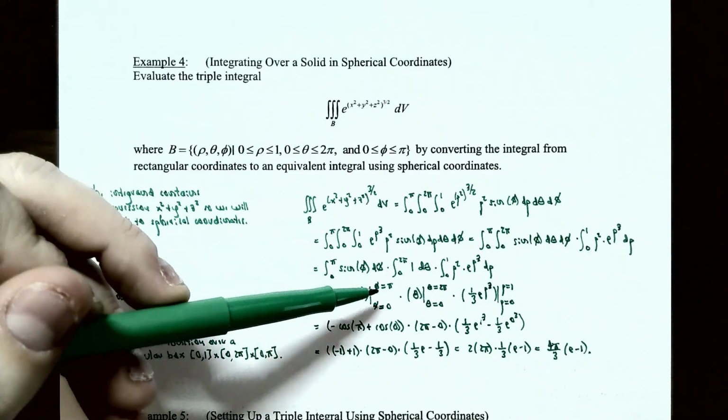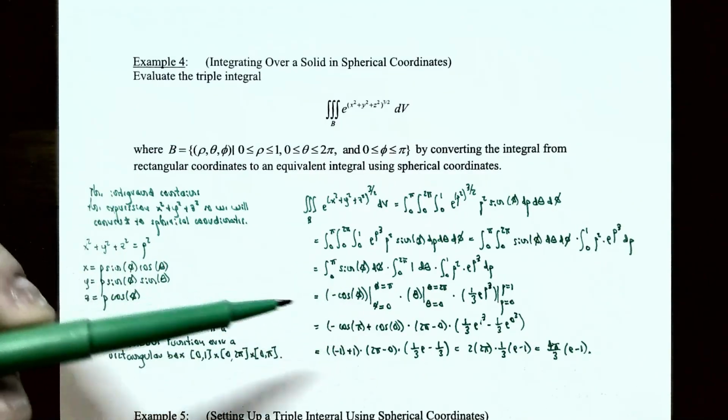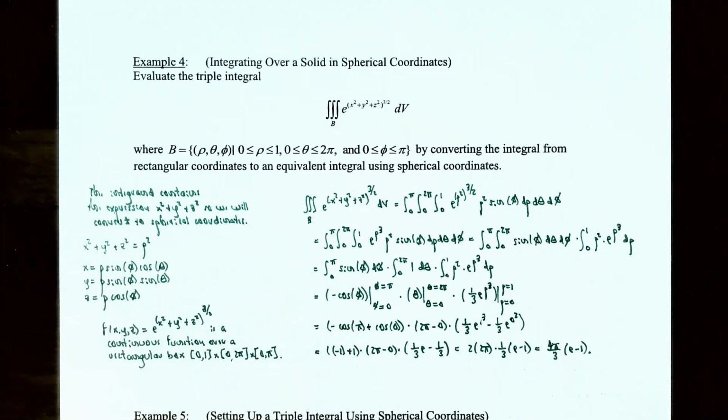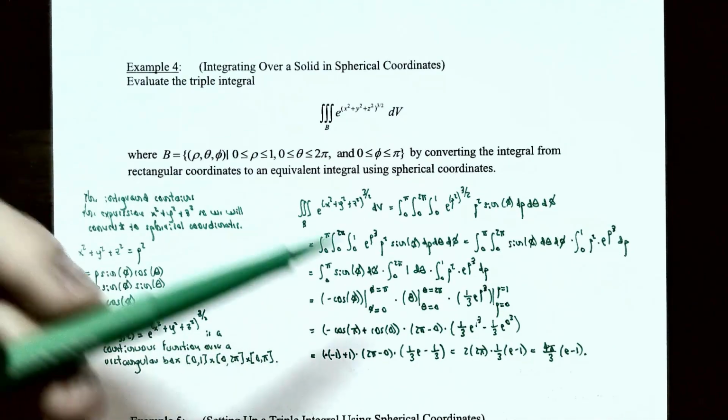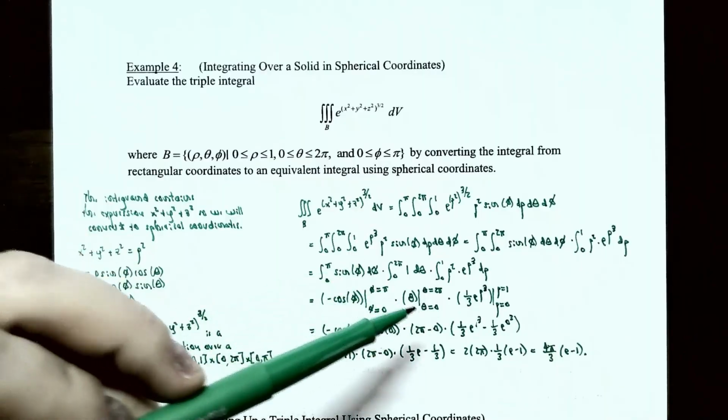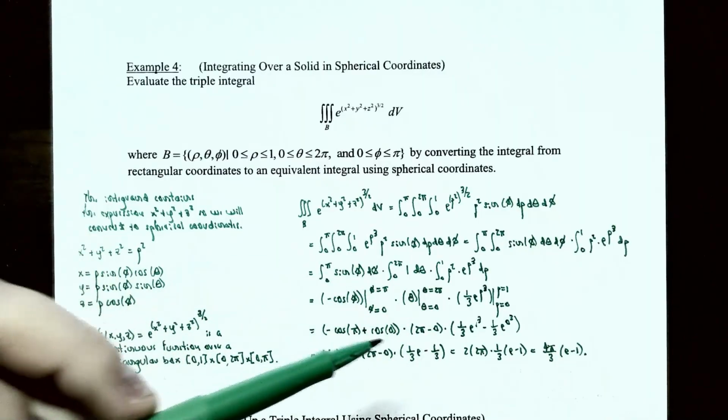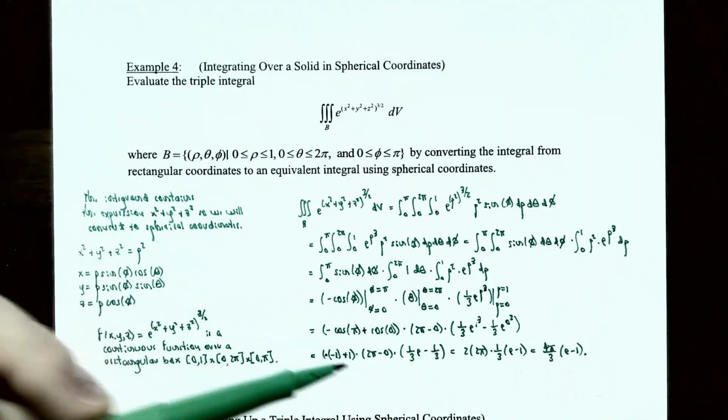Whenever you substitute in phi equals pi, you'll have negative cosine of pi plus cosine of 0 when you substitute in phi equals 0. That will simplify to become the opposite of negative 1 plus 1, which will just be 2. Your middle integral was just theta, so if you substitute in 2 pi and then theta equals 0, you would just get 2 pi minus 0, so that just simplifies to be 2 pi.